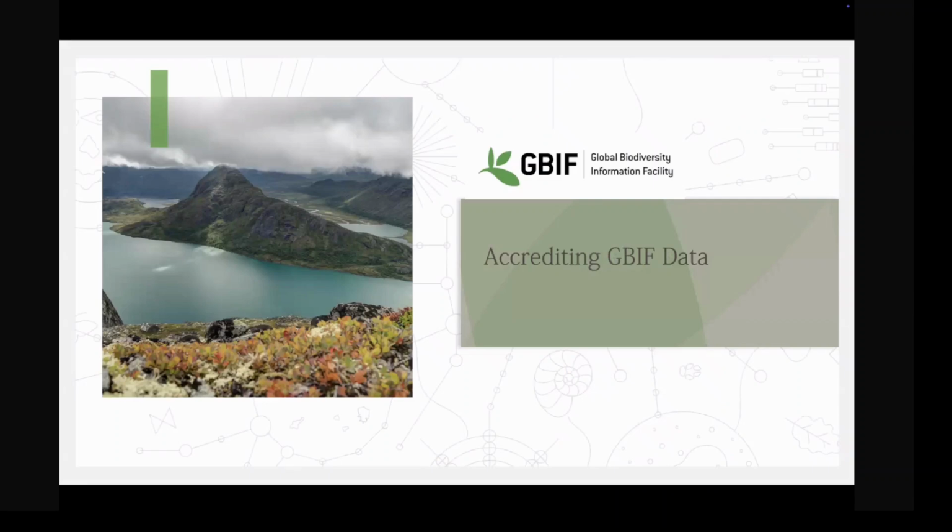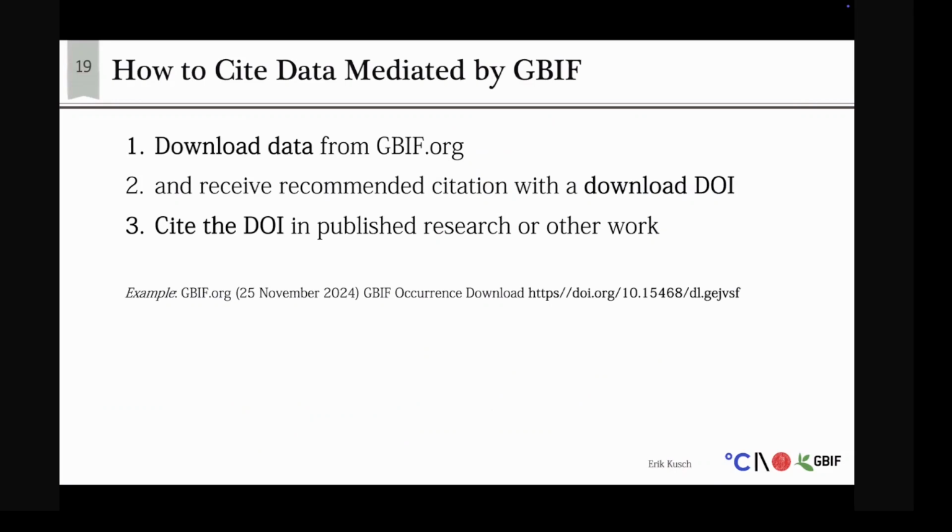So now we've talked about you needing to accredit GBIF data and the download that you've made in order for it to continue to be stored and for you to be able to look back on the recipe in case you have lost or, worse yet, not managed your scripts well enough to be able to return to them. The way you cite data that is mediated by GBIF is to first download data from GBIF, otherwise you've got nothing to cite. Then you receive the recommended citation with a download DOI, which is not the ID of the downloaded zip file. Big difference there. And then finally, you just cite the DOI and publish research or other work.